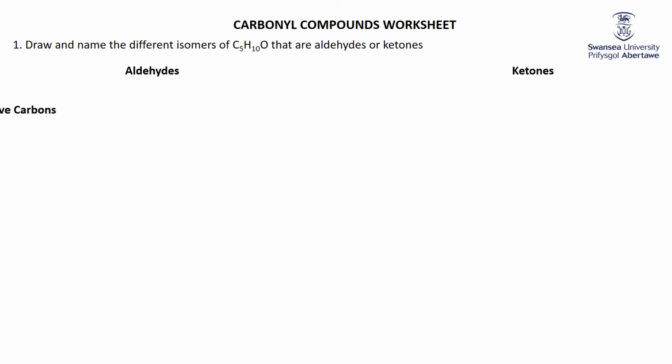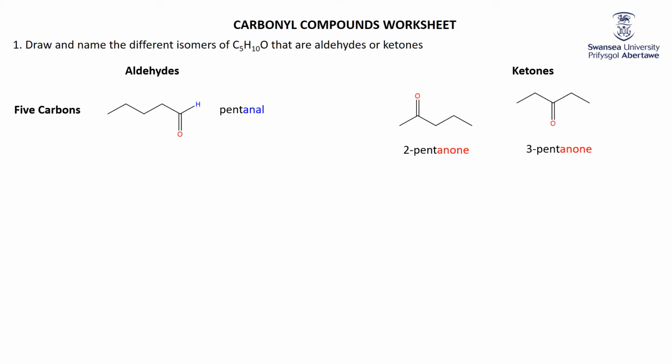So we'll start off with the 5-carbon chain. Only one possible aldehyde there, the 5 carbons with the aldehyde group at the start or the end of the chain, depending how you think about it, pentanal. For the ketones, again, we're going to have the 5-carbon chain, but now we can put the carbonyl group either at carbon 2 or at carbon 3, so 2-pentanone or 3-pentanone.